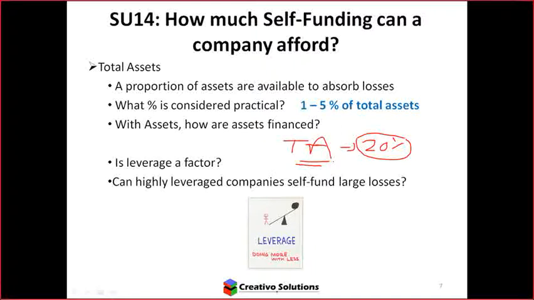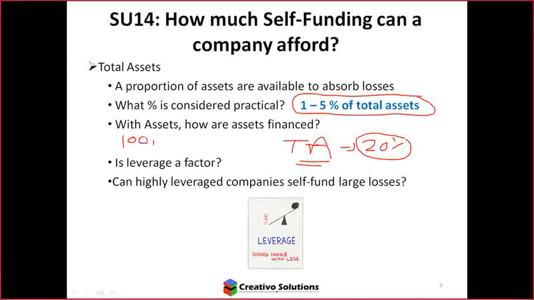Okay, if it's 1% to 5%, is that more manageable? It is. Okay, so that's the guideline. Companies are guided by a guideline of 1 to 5% of their total assets. So if a company is unsure as to how much they should be self-funding, they should be looking at their total assets.